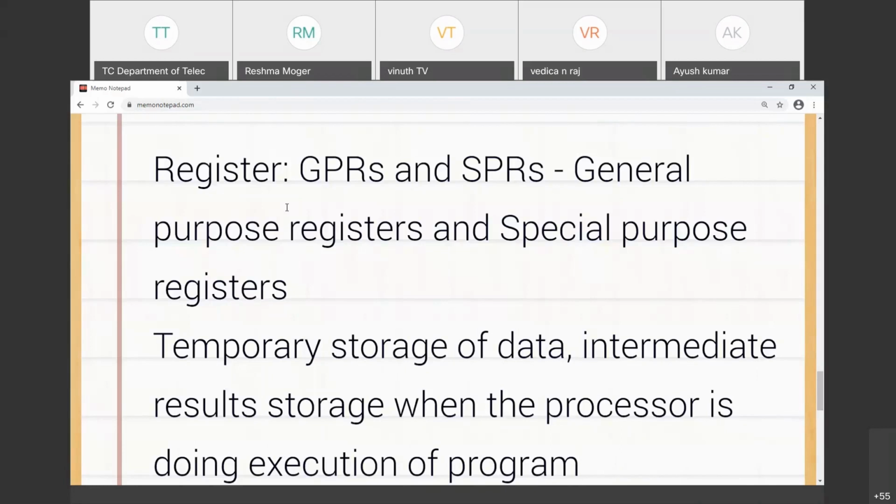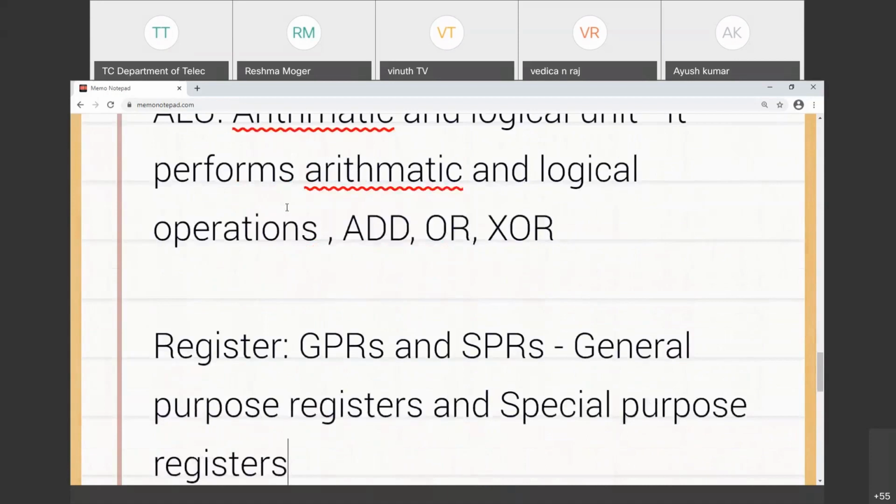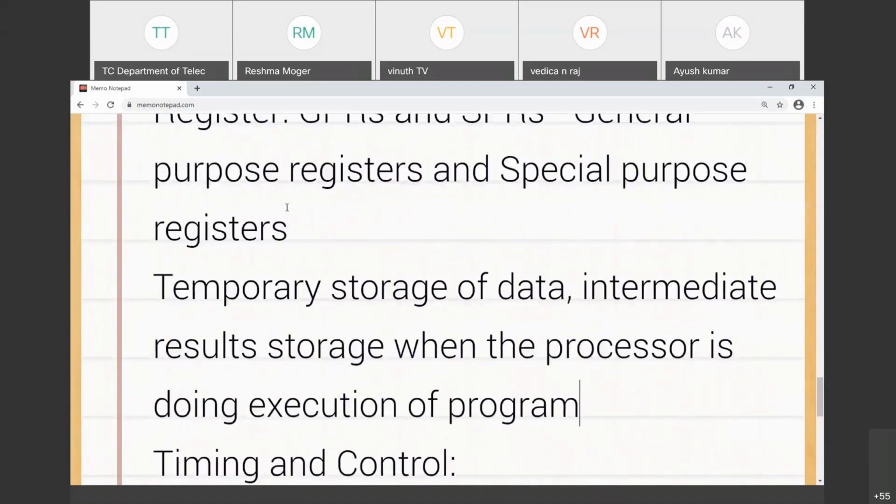Temporary storage of data or intermediate results when the processor executes the program. Not only that, special function registers, or special purpose registers, are there. They are used for doing special purpose operations. So the ALU is not the only important block; registers in the microcontroller are also an important block.